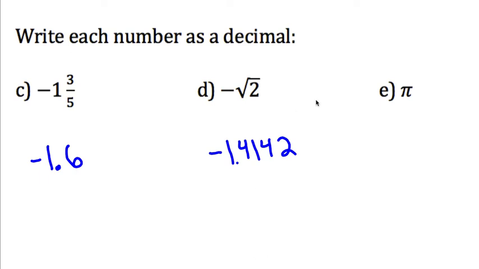And for E, pi, most of you could probably tell me that pi is approximately 3.14, but if we keep going, this will be 159 and blah, blah, blah. It keeps going on and on and on forever. Okay? So just in case you can't read my handwriting, I will have these typed out here for you so you can copy them down. So -1.6 is C.